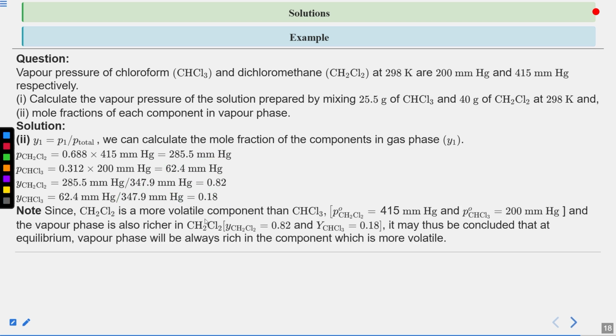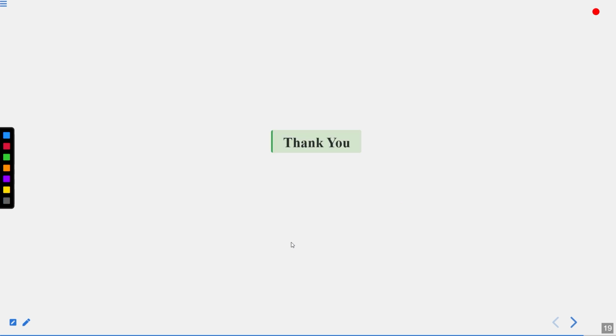So we can see here that the partial pressure of dichloromethane is more due to its more volatile nature, as its pressure in the pure component form is 415, whereas for chloroform it is 200 mm of Hg. So the vapor phase is also rich in CH2Cl2 for this reason. Now we can conclude that at equilibrium, the vapor phase will be richer in the component which is more volatile in nature. So this was all for today's class. Thank you.